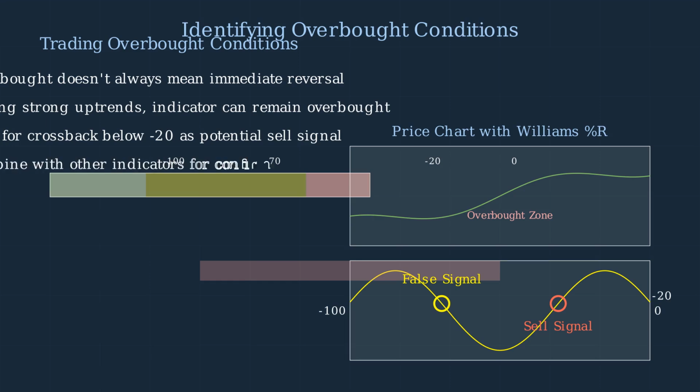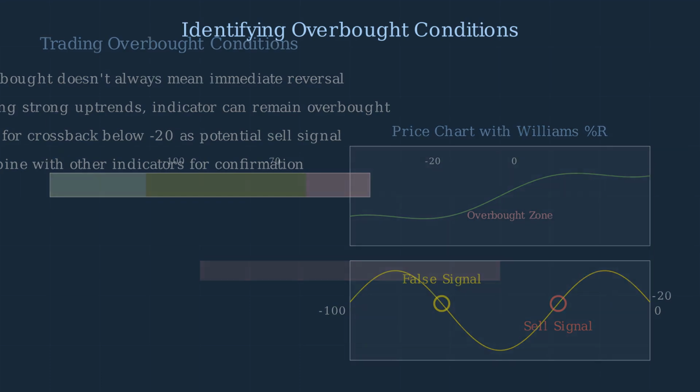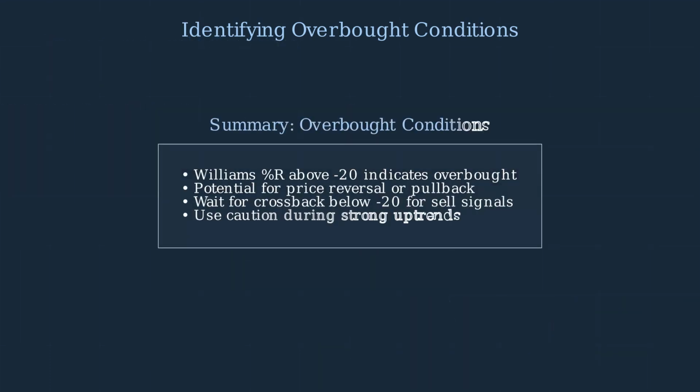For more reliable trading decisions, it's recommended to combine Williams %R with other technical indicators for confirmation of potential reversals. To summarize, identifying overbought conditions with Williams %R helps traders spot potential reversal points, but it's important to wait for confirmation rather than acting on the initial signal alone.